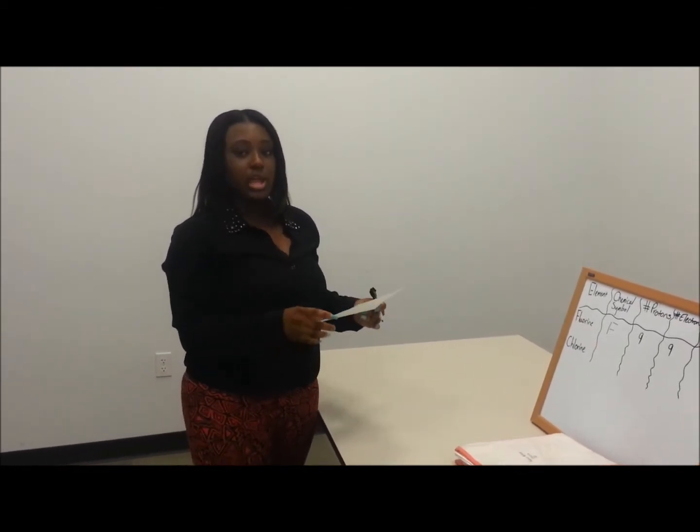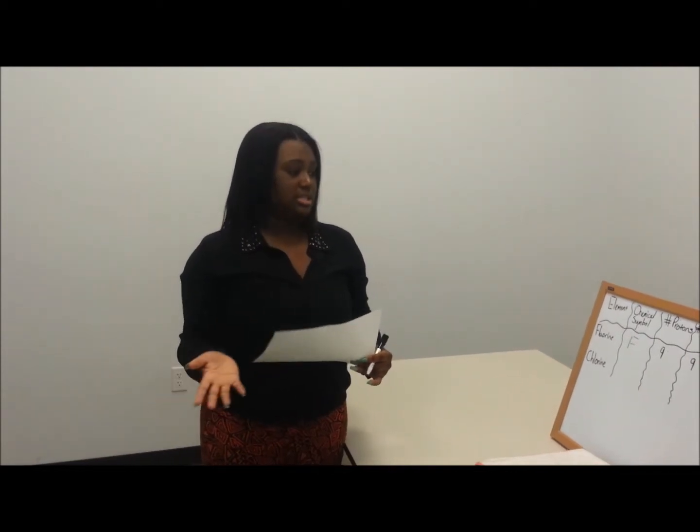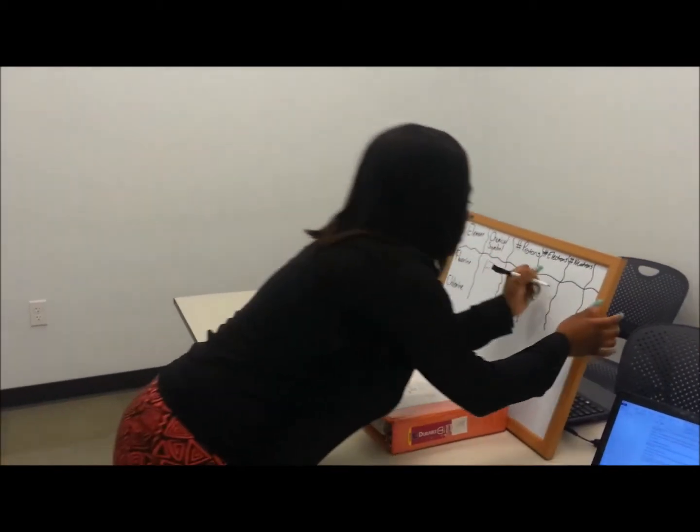And when looking at the number of neutrons, as we mentioned earlier, you would look at the atomic mass, which is 18.99, and you would subtract the number of protons from that. And since we have 18.99, we would automatically round that to 19. So 19 minus 9 equals 10, and that's the number of neutrons.